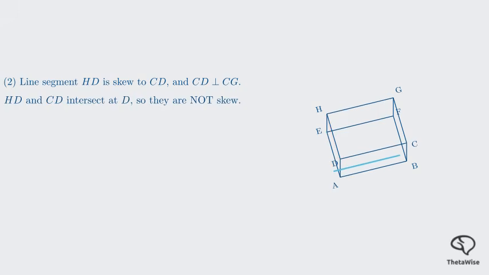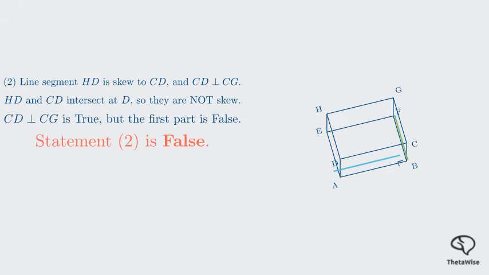The second part of the statement says CD is perpendicular to CG. While this part is true because they meet at a right angle at vertex C, the first part of the statement was false. Therefore, statement 2 is false.